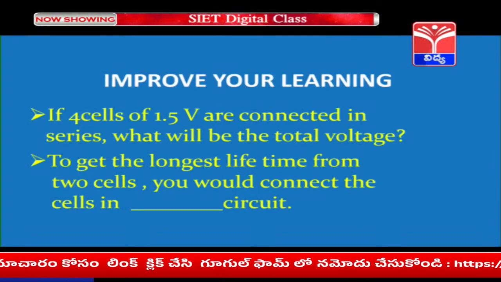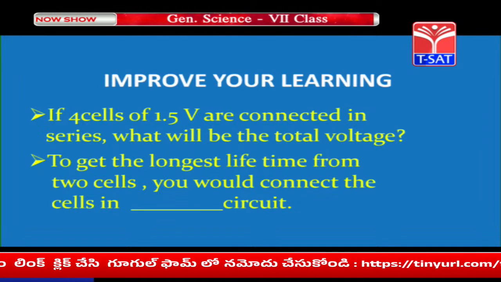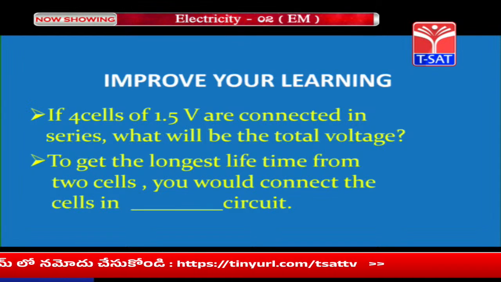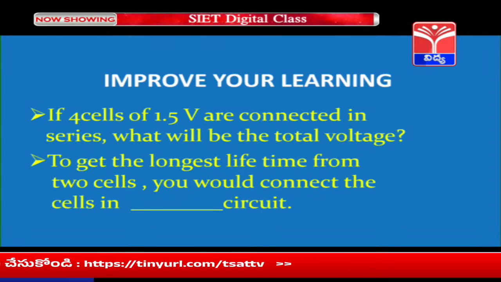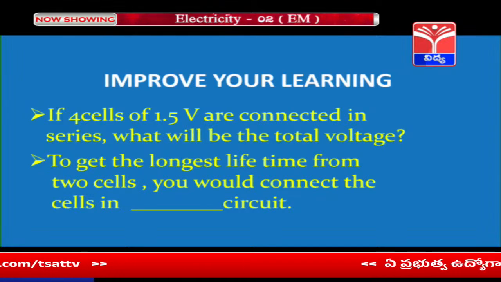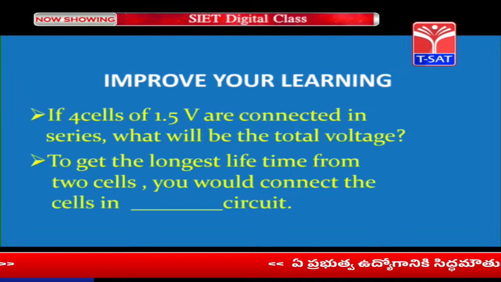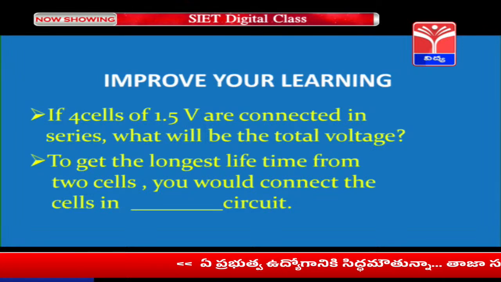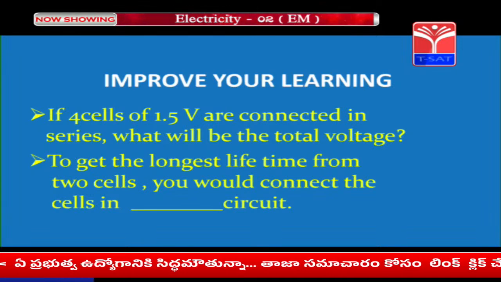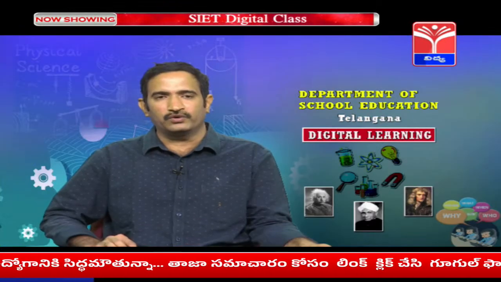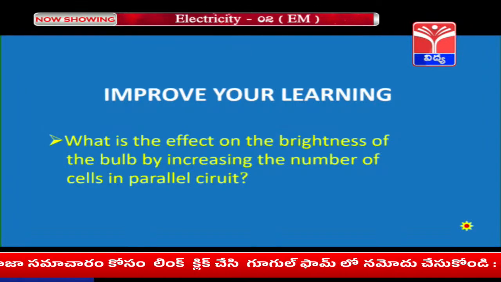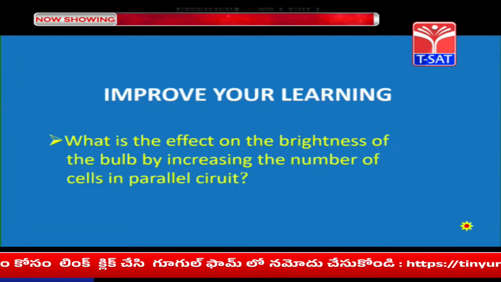If 4 cells of 1.5 volts are connected in series, what will be the total voltage? That means in series connection voltage will always be added. In parallel connection, however many bulbs or cells there may be, the voltage remains the same. To get the longest lifetime from the 2 cells, would you connect the cells in a series circuit or parallel circuit? You have to mention. What is the effect on the brightness of the bulb by increasing the number of cells in a parallel circuit?